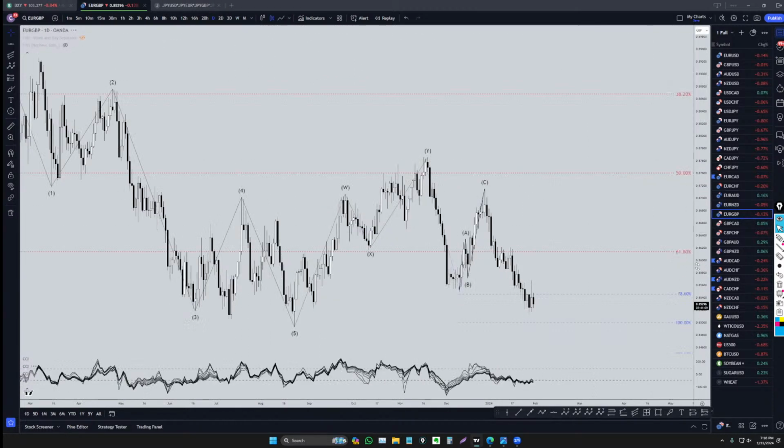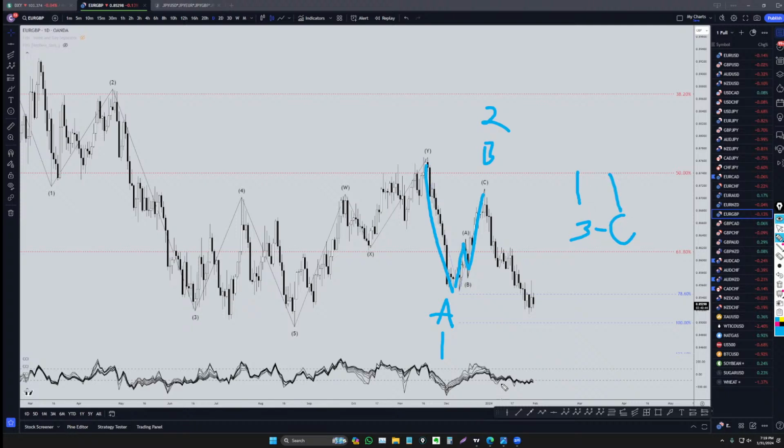I mean, it's very obvious that we're either in an ABC or we're in a 1, 2, 3. This move down is very obviously either an A or a 1. This right here is very obviously three waves up for either a wave B or a wave 2. So now the question is whether we're in a wave 3 or whether we're in a wave C. I don't really like to speculate. I like to let the market tell me whether it's a wave C or a wave 3.